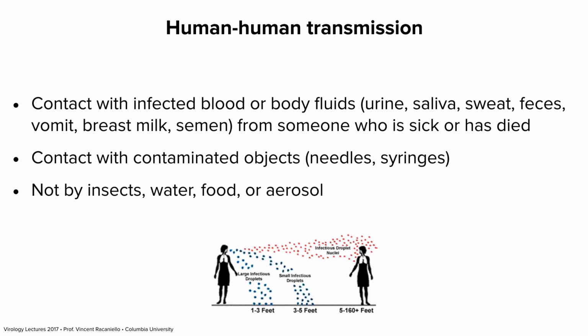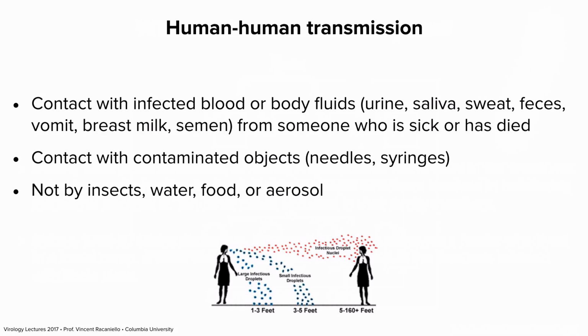As I said, it's spread by contact with infected blood or body fluids. The virus is in urine, saliva, sweat, feces, vomit, breast milk, semen. So if someone is very sick and they're vomiting, you're going to get infected by that if you're taking care of them, especially if it's a family member. If the individual has died and you're preparing the body for burial, you can get infected as well. There's also contact with contaminated objects, needles and syringes that aren't properly sterilized, but also blankets. If someone has been sleeping in a blanket and they're sick and you didn't know it initially, the blanket's contaminated, and if someone else uses it, it can pass on the infection.